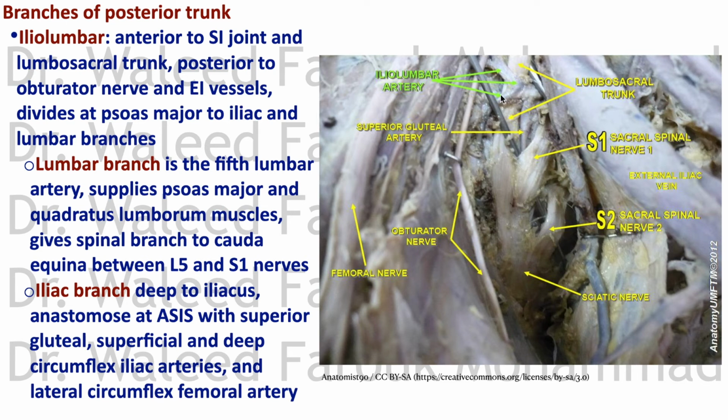It's extremely important to know this fact, because in surgery we do not manipulate the artery so as not to cut the spinal branches to the cauda equina. It gives an iliac branch that's deep to iliacus muscle and goes to the anastomosis around the anterior superior iliac spine, together with the superior gluteal, superficial and deep circumflex iliac arteries and lateral circumflex femoral artery. This is the iliolumbar artery. This is the superior gluteal artery, as you can see here. Okay?